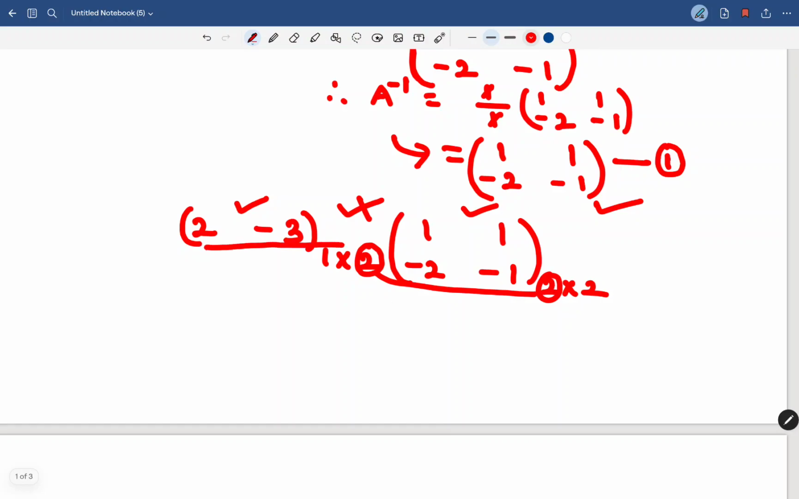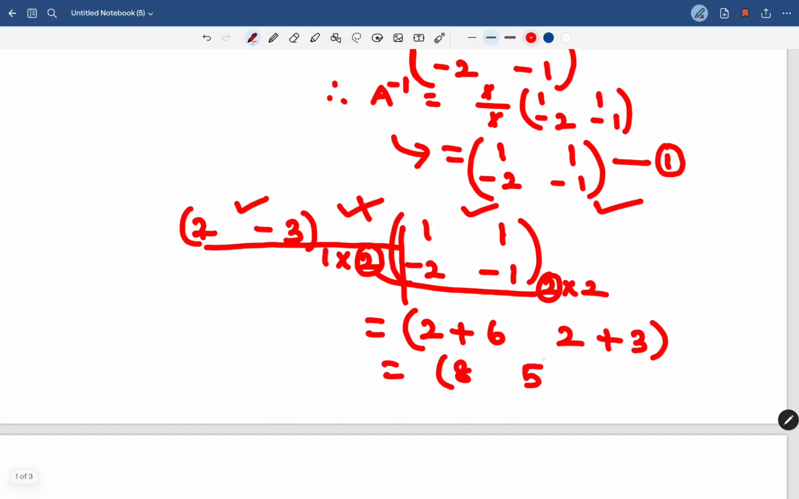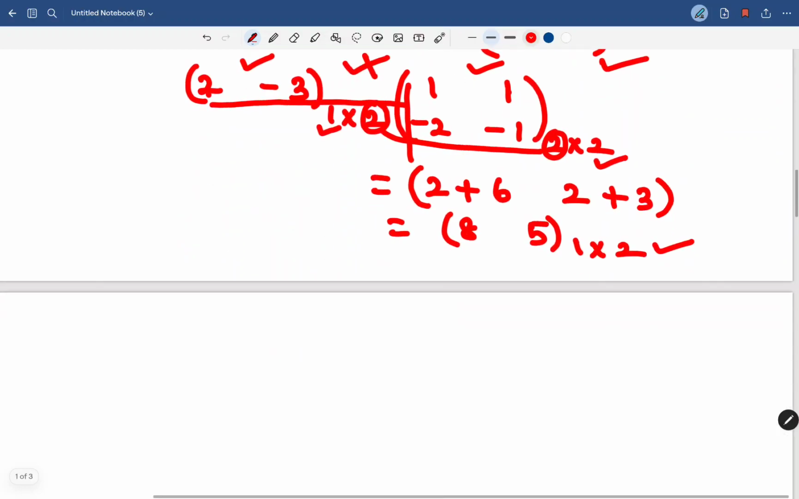First row, first column: 2 into 1 is 2, minus 3 into minus 2 is 6, so 8. First row, second column: 2 into 1 is 2, minus 3 into minus 1 is plus 3, so 5. The answer is 8, 5, and the order is 1 cross 2. Correct.